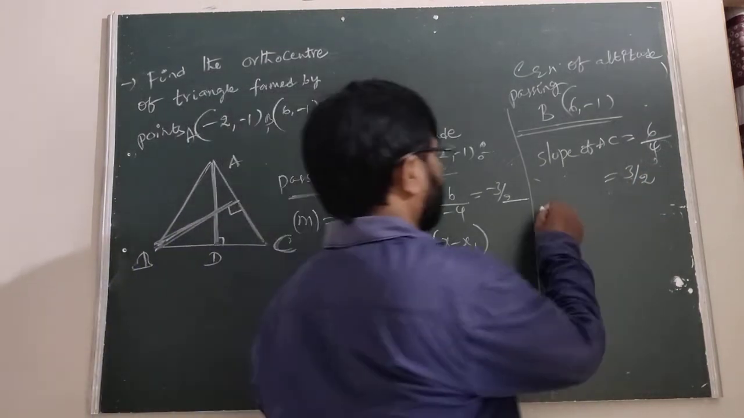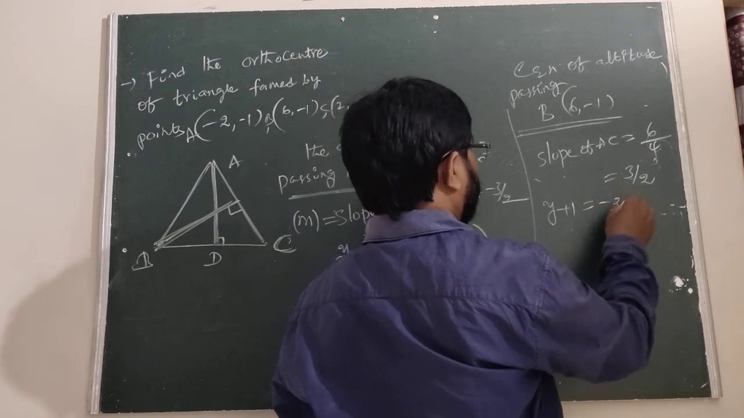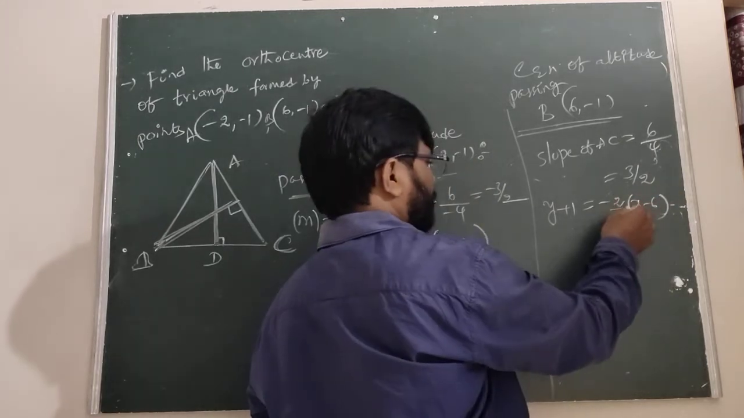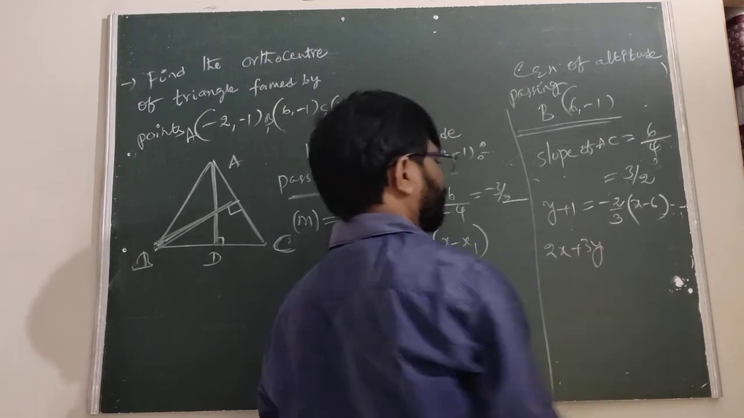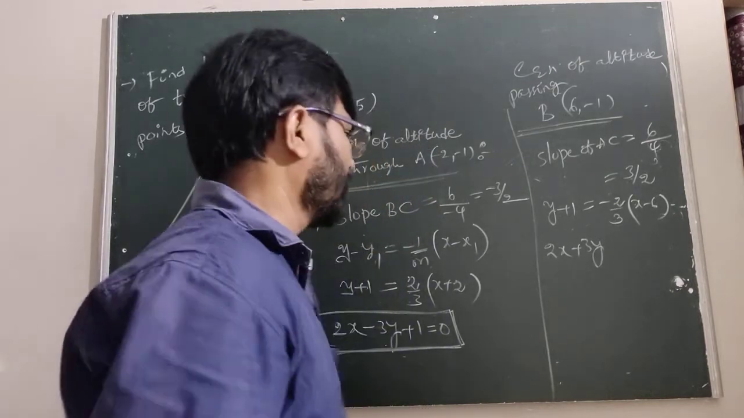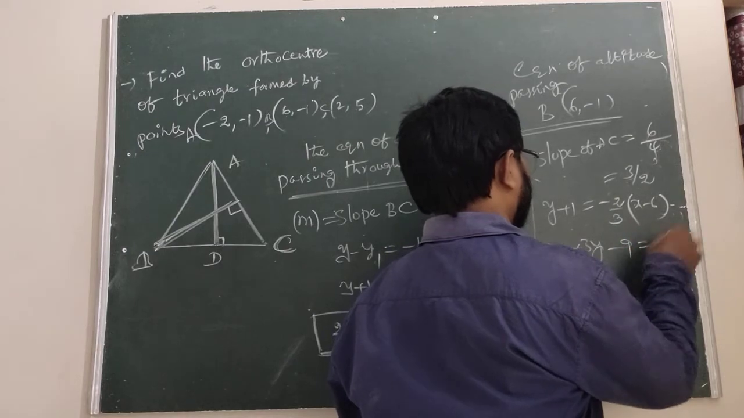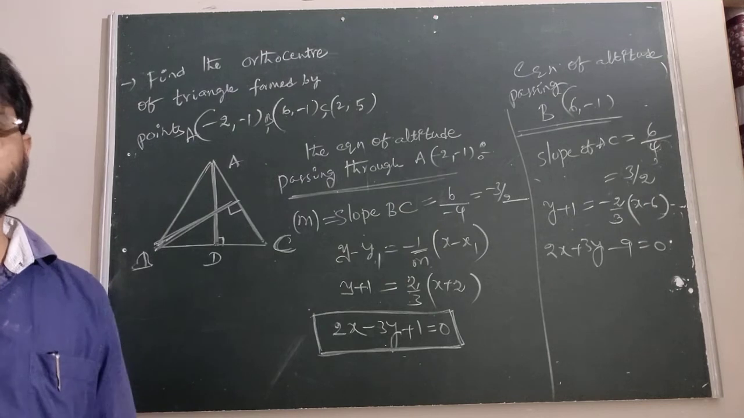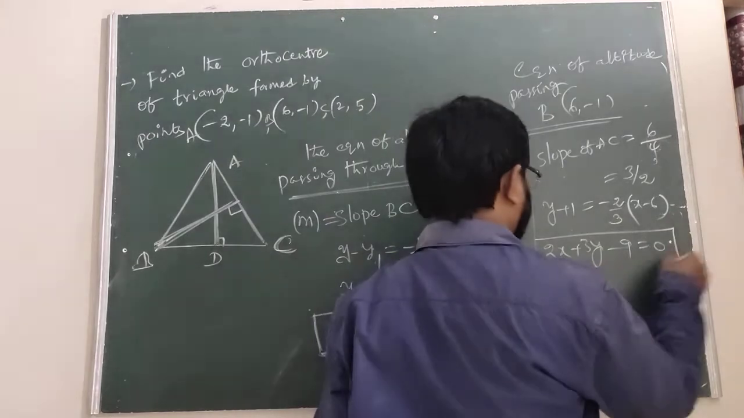Now we can write y minus y1, that is y plus 1, equal to minus 2 by 3, and x minus x1 is x minus 6. Now this is minus 2x, which is plus 2x, plus 3y. Now this is 3, and minus of minus is plus 12. Therefore, we can write 2x plus 3y, 3 minus 12, minus 9 equal to 0. 3 minus 12 is minus 9. Now this is the other altitude.